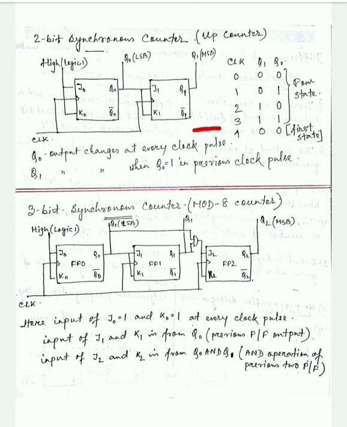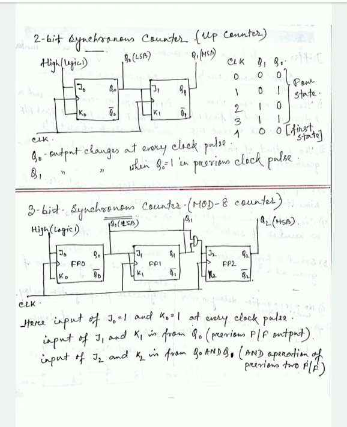Again, now we are in the fourth clock pulse. In the fourth clock pulse, first Q0 will toggle, meaning Q0 changes, and now we have to see the value of Q1. In the previous clock pulse, the value of Q0 is 0. So whenever the value of Q0 is 0, Q1 will not change. Q1 value was 1, so Q1 value stays as it is, that is 1. It will not change.